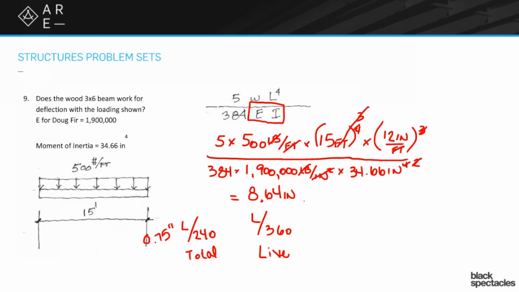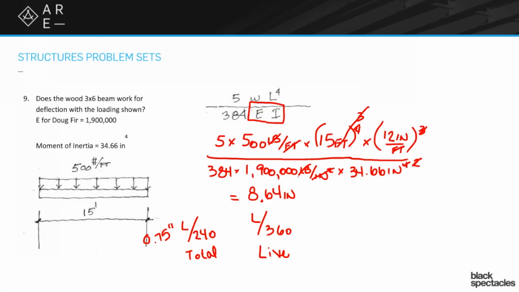Sure. So there's a couple different things we could do. We're looking at that formula. The 5 and the 384 all have to stay because those are constants. But we could mess with the W, we could mess with the L, we could mess with the E, we could mess with the I. So let's start with the E. What could we do? We could go to a different material that had a different modulus of elasticity. Yeah, steel is going to be much stronger than that.